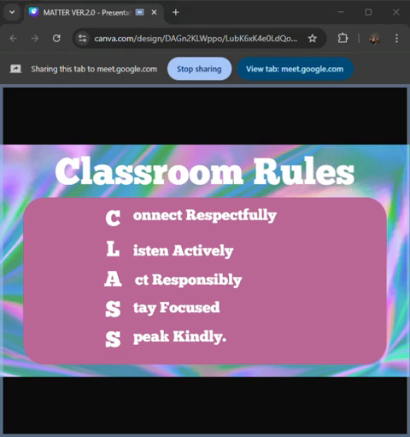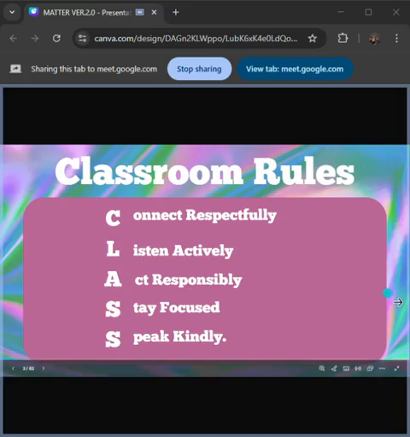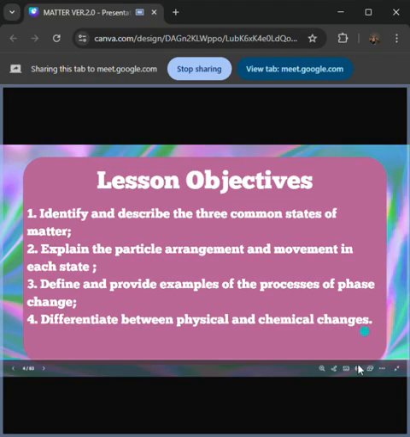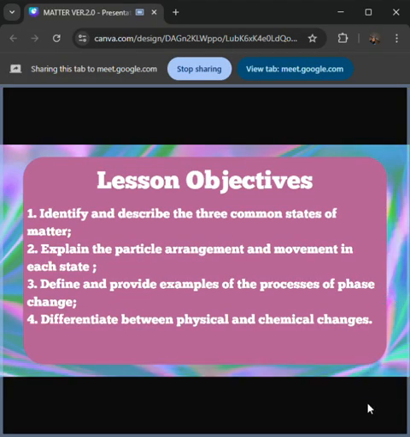Okay, thank you. So, since you're with me so far, let us get to know our learning objectives first. So, let me present the next slide. Okay, so lesson objectives. So, first up, students must identify and describe the three common states of matter. Next up is to be able to explain the particle arrangement and movement in each state.